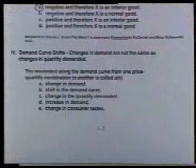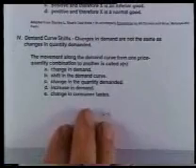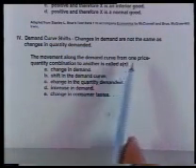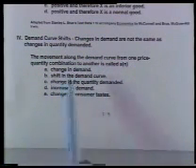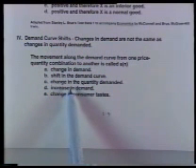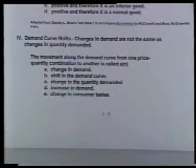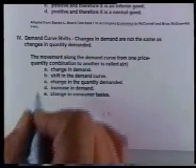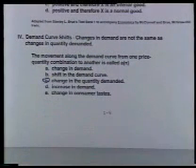About demand curve: changes in demand are not the same as changes in quantity demanded. The movement along the demand curve from one combination to another is called what? A change in demand, a shift in the demand curve, a change in quantity demanded, an increase in demand, a change in consumer taste. And the answer is, hope you get this right, C, change in quantity demanded. The others all suggest a change in the demand curve.